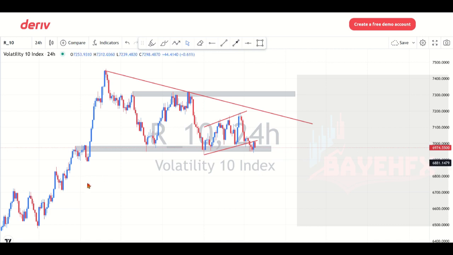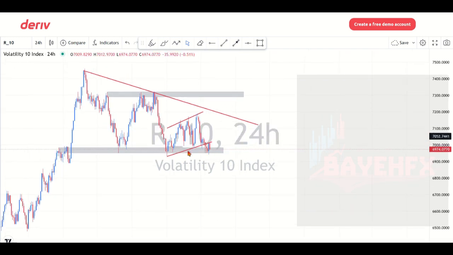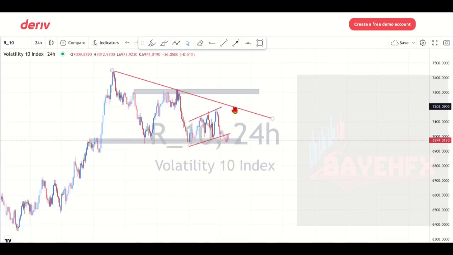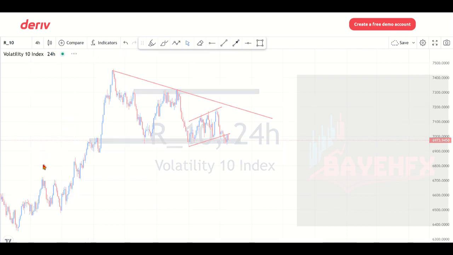But especially since we have a nice bullish flag, that would be a bullish continuation pattern on the 24 hours time frame. But right now, the pattern we're having here is a bearish flag. It will fall down and then get support before going back up. So let's go down to the smaller time frame to see what the market is looking like.